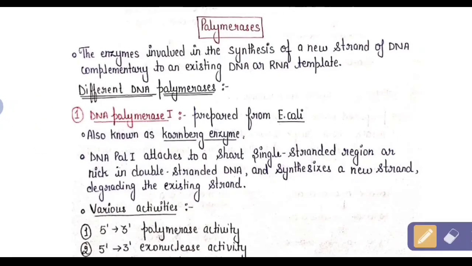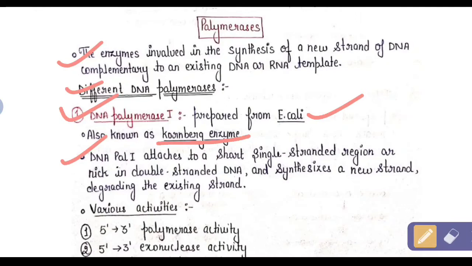So polymerases, as we have discussed, are the enzymes which are involved in the synthesis of a DNA strand, taking a parent strand as a template. Then there are different types of DNA polymerases that can be used as a manipulative enzyme. The first category is DNA polymerase 1, which is also known as Kornberg enzyme, and we can take these DNA polymerases from the bacteria E. coli.